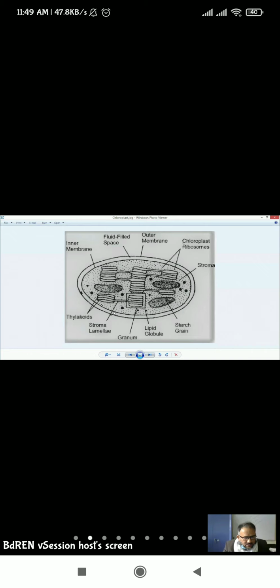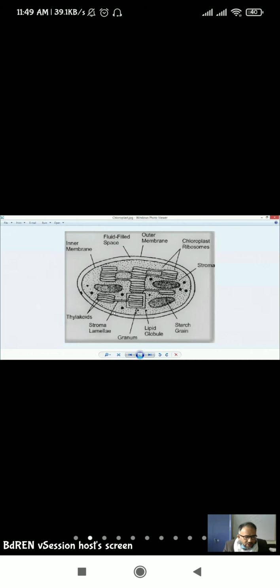One stack of thylakoids, you can basically call it a granum. Another granum is connected by a thread-like structure, this is called structural lamellae. Basically this helps in photosynthesis. We know photosynthesis has two parts. We have already studied it, and we will also study it later on.